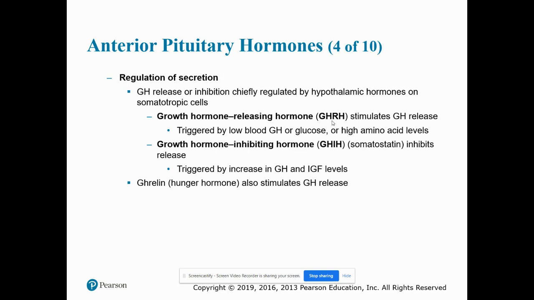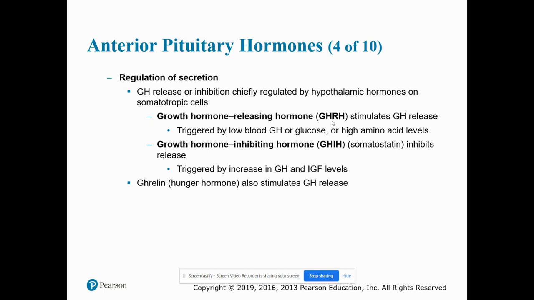The regulation of secretion of growth hormone. So growth hormone release or inhibition is chiefly regulated by hypothalamic hormones on the somatotropic cells. So growth hormone releasing hormone stimulates growth hormone release. That makes sense, right? And it's triggered by low blood growth hormone or glucose levels or high amino acid levels.